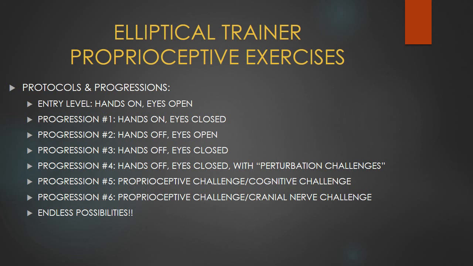Next progression would be to do the elliptical trainer no hands, no eyes, and now introduce some perturbation challenges. Perturbation challenges could involve some motions of the arms, for example. Motions of the arms that throw the center of mass of your body away from the center of rotation of the elliptical trainer. Other perturbation challenges could include, for example, cervical spine lateral flexion to the right, and then cervical spine lateral flexion to the left.